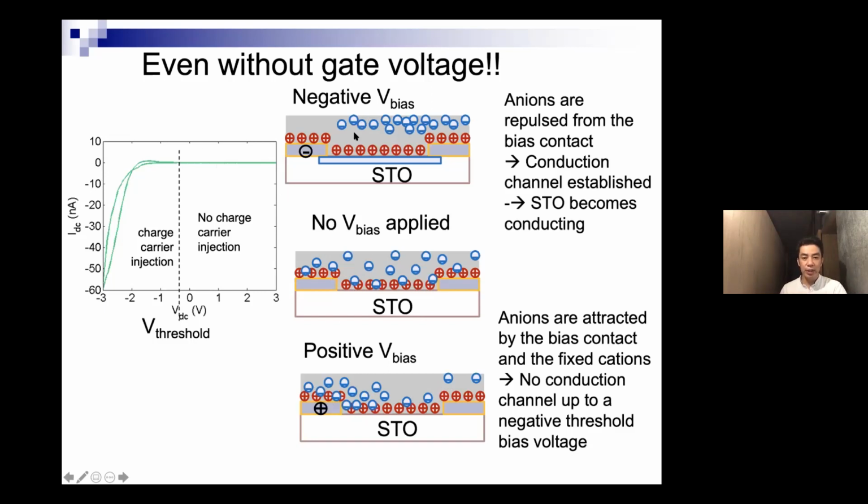So using this electrode, we can operate the transistor as a two-terminal device. So basically, we don't need a gate voltage to operate the transistors of these devices.